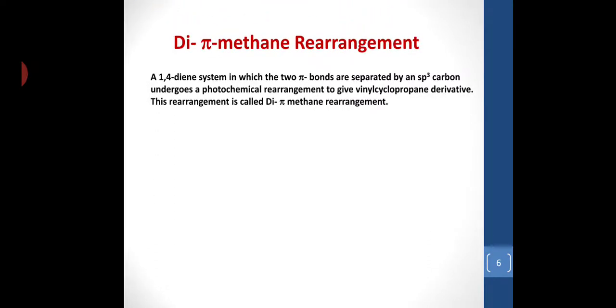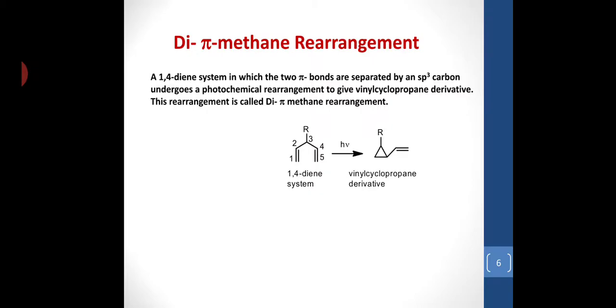This rearrangement happens in a 1,4-diene system where the two double bonds are separated by an sp3 carbon, giving rise to a vinyl cyclopropane derivative. This rearrangement happens photochemically. This reaction was established by Zimmerman and therefore it is sometimes called the Zimmerman reaction.